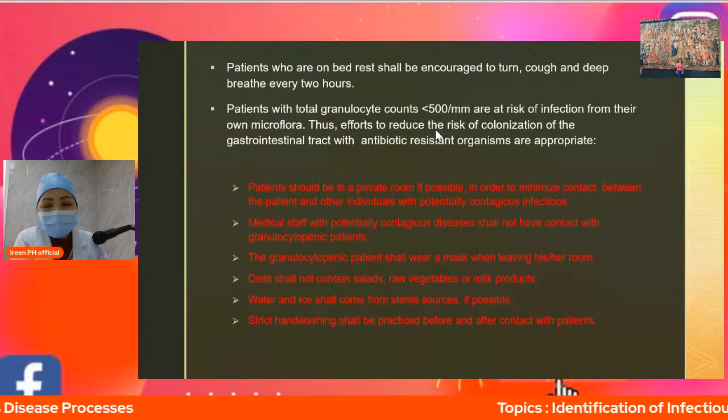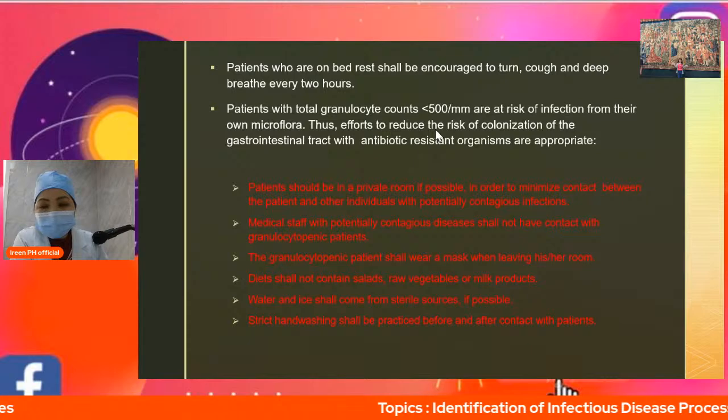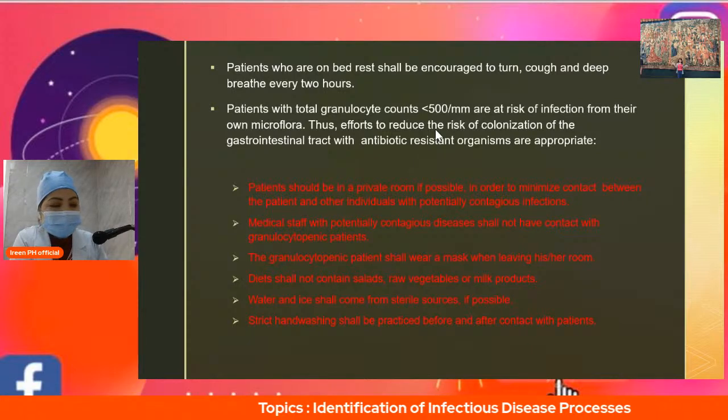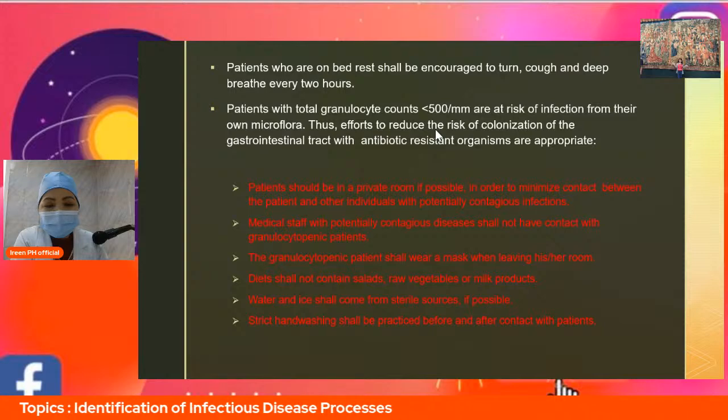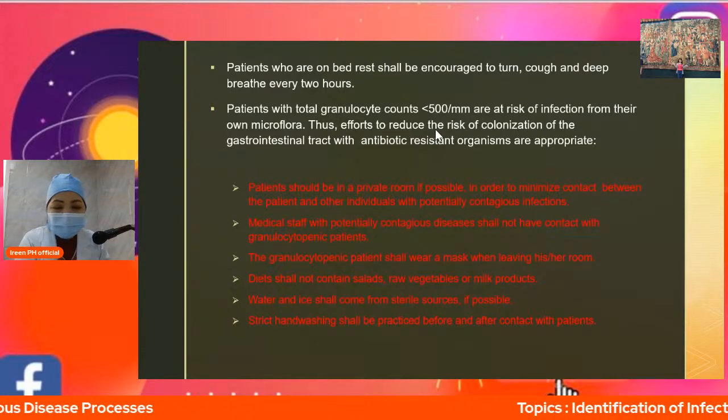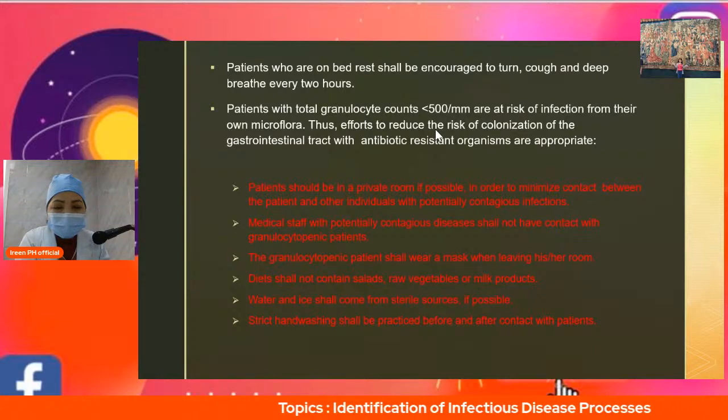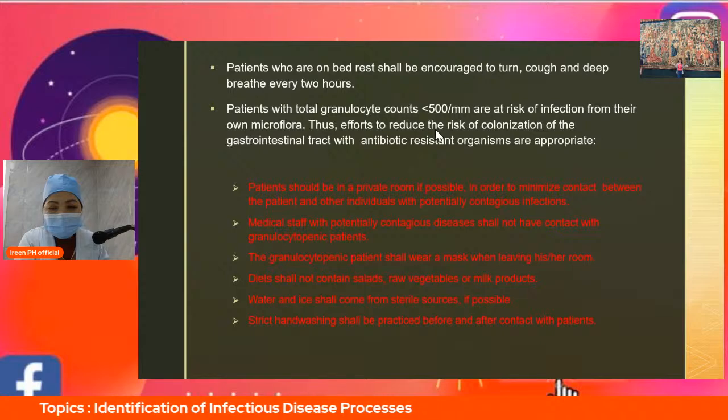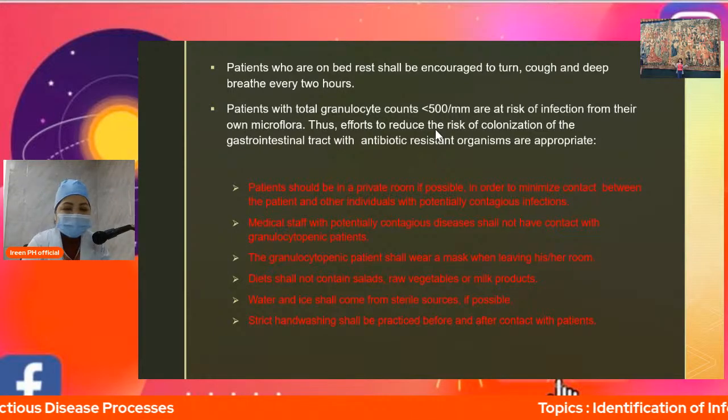Patients should be in a private room if possible, in order to minimize contact between the patient and other individuals with potentially contagious infections. Medical staff with potentially contagious diseases shall not have contact with granulocytopenic patients.